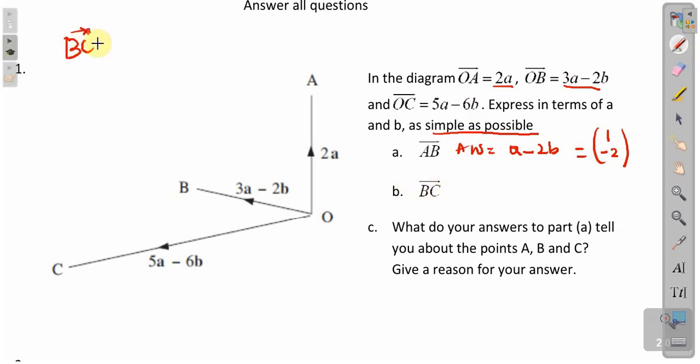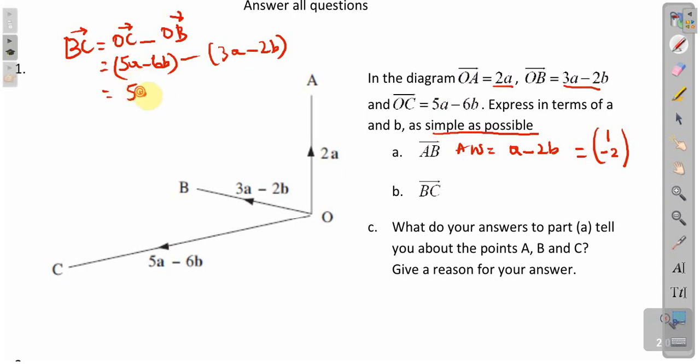So vector BC is equal to the position vector of the last, which is OC, minus the position vector of the first, which is OB. Okay, OC we know is 5A minus 6B, bracket, minus, we know that OB is 3A minus 2B. Okay, so let us simplify this. So we have 5A minus 3A, and we have minus 6B, and minus and minus is plus, so that's going to be plus 2B. Okay, so 5A minus 3A is 2A, and minus 6B plus 2B is minus 4B.